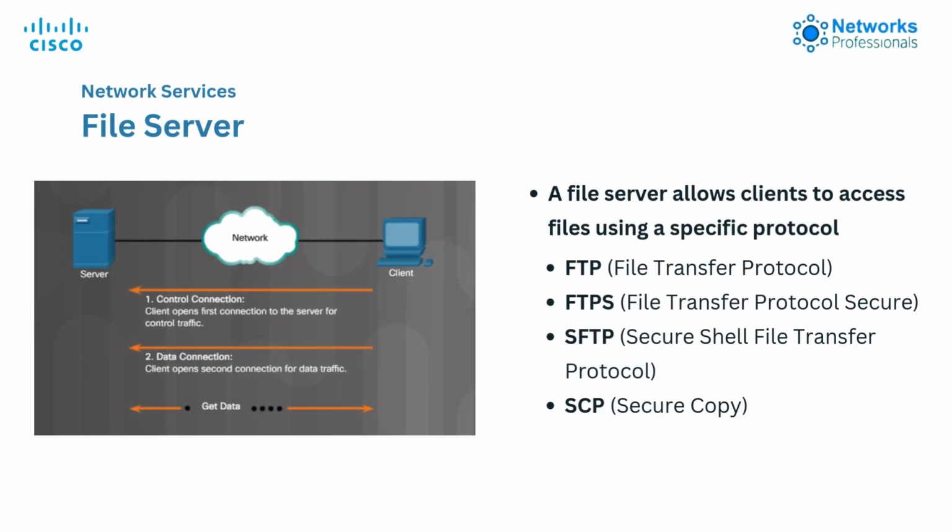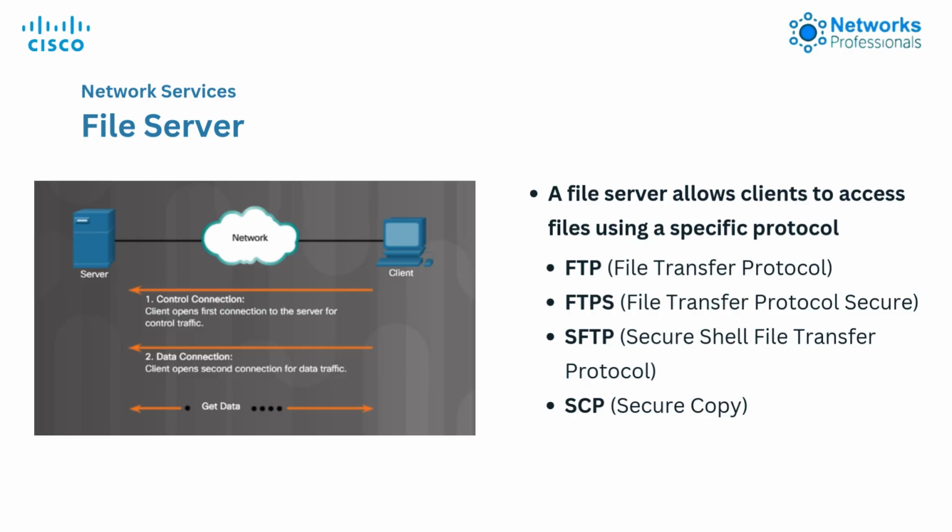Network services. File server. A file server is a type of network service that allows users, clients, to store, access, and manage files over a network. It provides a centralized location for data sharing and supports various file transfer protocols. Allows clients to access files using a specific protocol. Clients can connect to the file server through different protocols depending on the required security and transfer method.